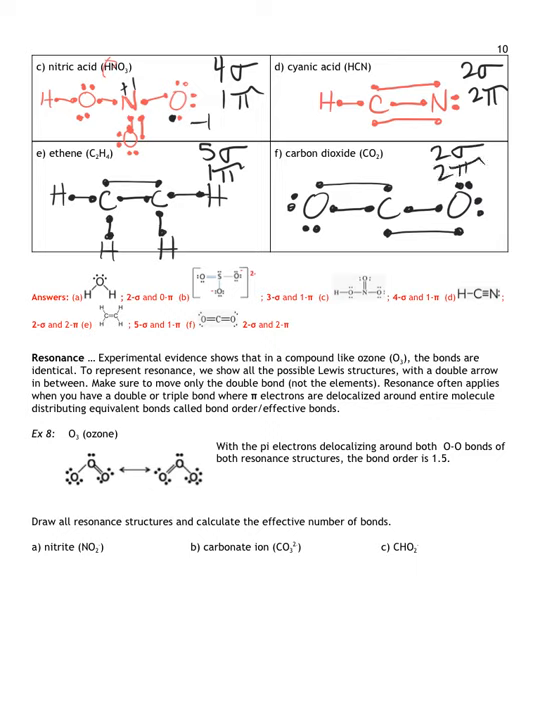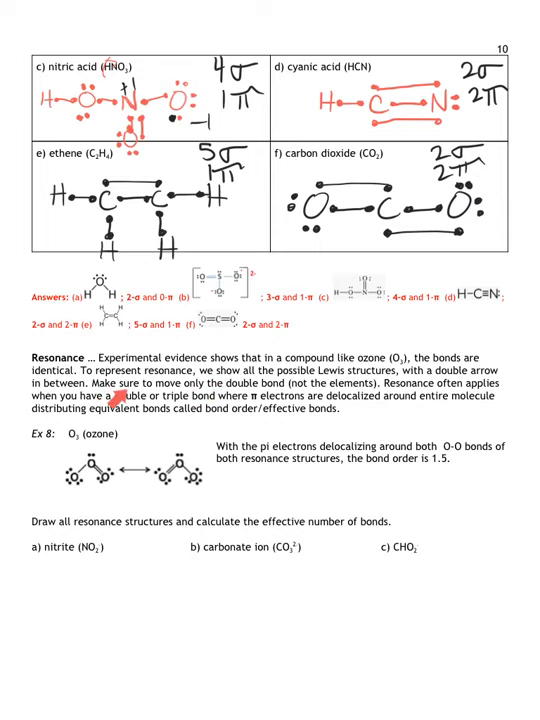All right, let's talk about resonance. Experimental evidence shows that in a compound like ozone, the bonds are identical. To represent resonance, we show all the possible Lewis structures with a double arrow in between. Make sure to move only the double bond, not the element.